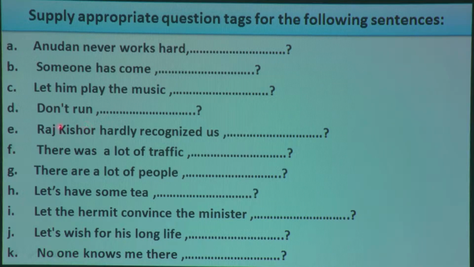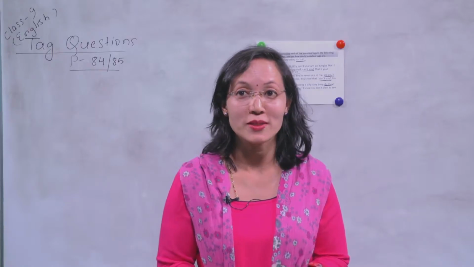Don't run. Raj Kishore hardly recognized us. There was a lot of traffic. There are a lot of people. Let's have some tea. Let the hermit convince the minister. Let's wish for his long life. No one knows me there. So students, can you do this one?